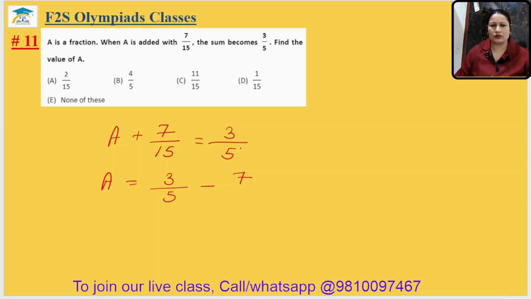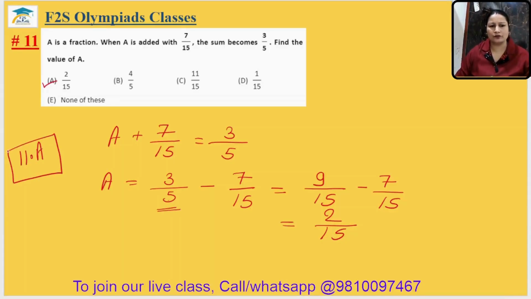So 5 3s are 15, 3 3s are 9, so 3 by 5 is 9 by 15, minus 7 by 15. I made this fraction an equivalent fraction having denominator 15, so it will be 2 by 15. It is in option number A. So the 11th answer is option A.